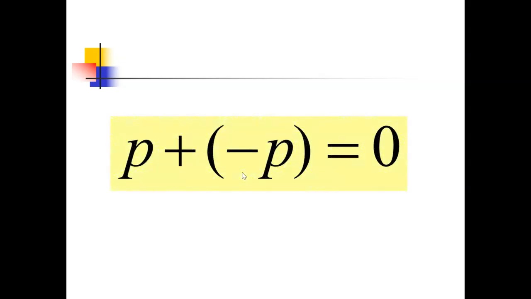Here's our first one. Let's examine the property here. P plus negative P equals 0. So I'm adding opposites here to get a 0. Which property is this? This is an inverse because we're adding two opposites, either numbers or letters, to get a 0. This is an example of inverse property.